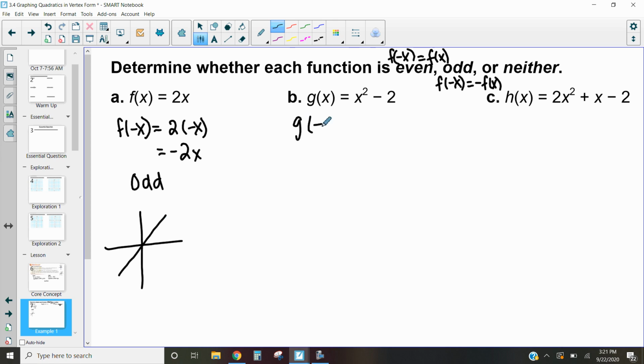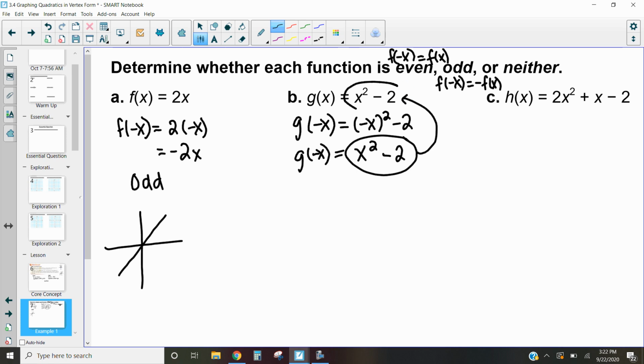Now, what happens if we substitute into this next one? I'm going to substitute in that negative x there, and we end up getting negative x squared minus 2. Well, negative x times negative x is just a positive x squared. So positive x squared minus 2 is what happens when we put in a negative x. I want you to look, this equation here and this equation up here, notice how they're the same. If they're the same after I substitute in that negative x, then this function is an even function.